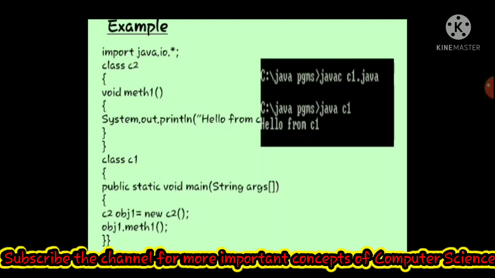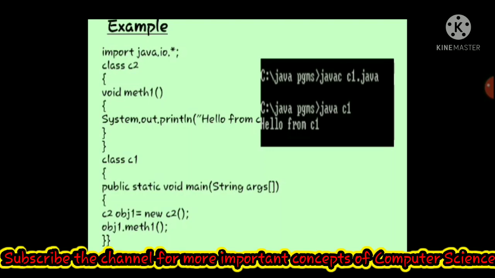Because C1 is the name of the main class, we gave C1, right? So we close class C2, then we come out and create a main class, which is C1. In C1 we create the main function. Inside the main method, we create the object for the first class, C2, like C2 obj1 = new C2. That is the syntax to be followed, right?